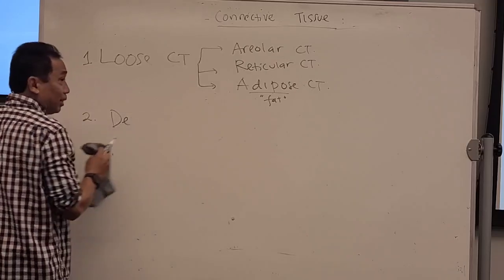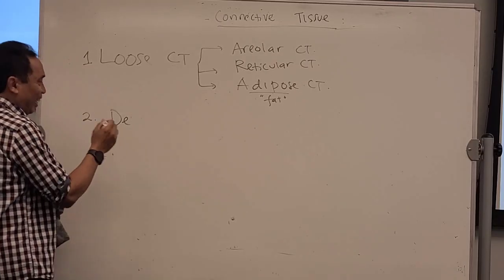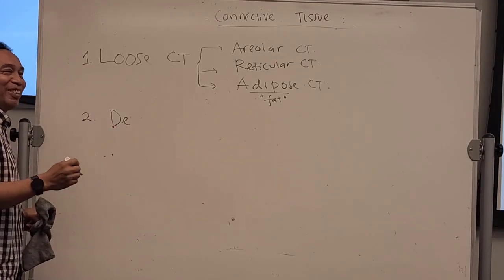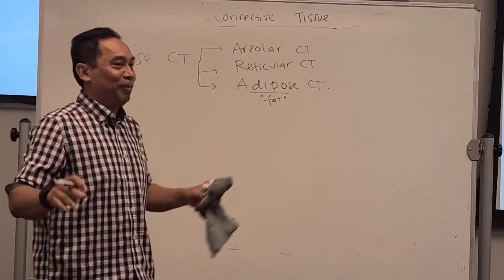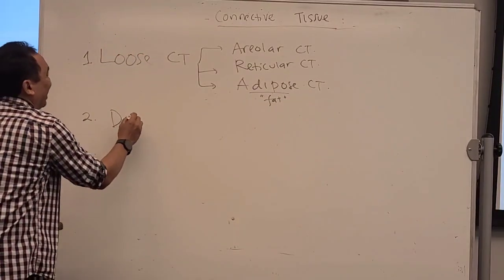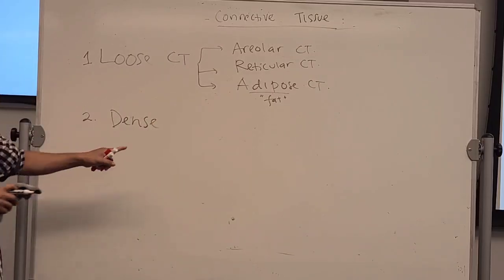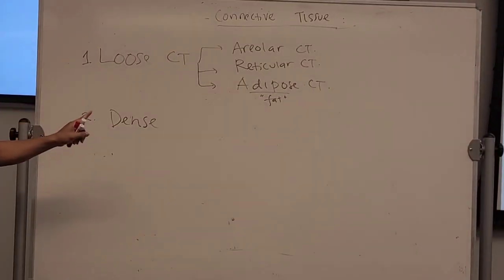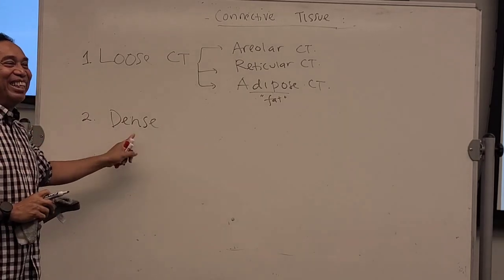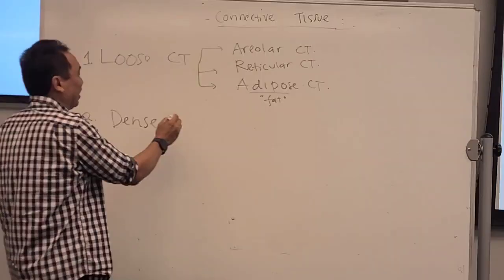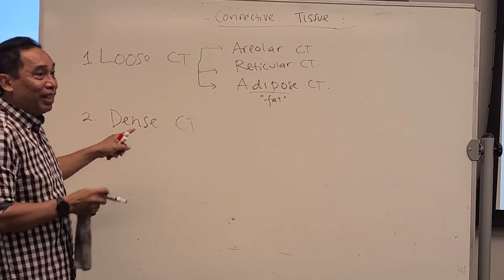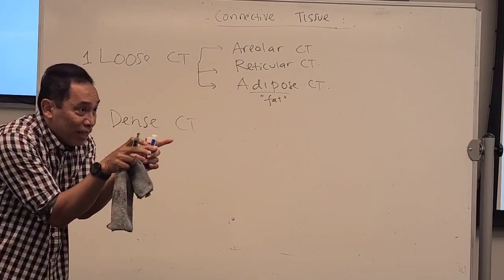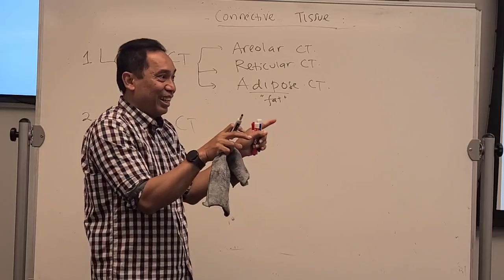Dense. Okay, not dense. What is the difference? How do you see the difference between dense and dense? See, this one I'm looking for. This one, dense. It's not that dense. I don't know, but this is dense. Okay, dense connective tissue. What does this mean? If it is loose, then it is not dense. Dense means the fibers are close to one another.